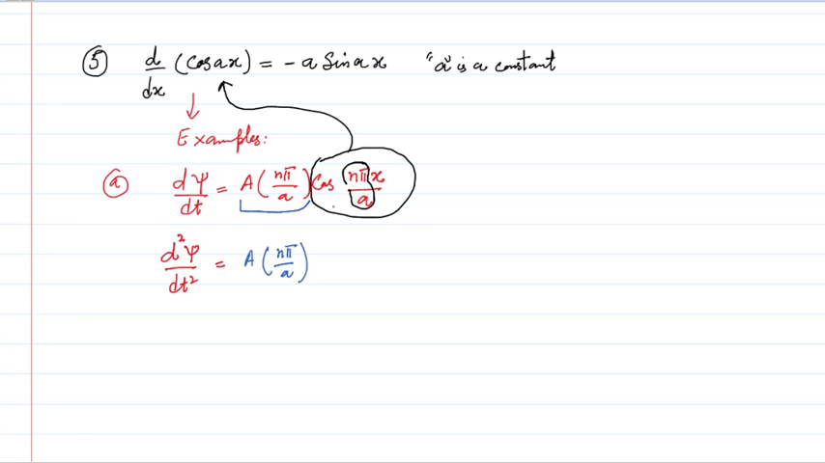Suppose this much is constant. Now what we will write? We will write first n pi upon a. Then cos will change into sine, but negative of sine, so we will write negative here, then n pi x upon a.